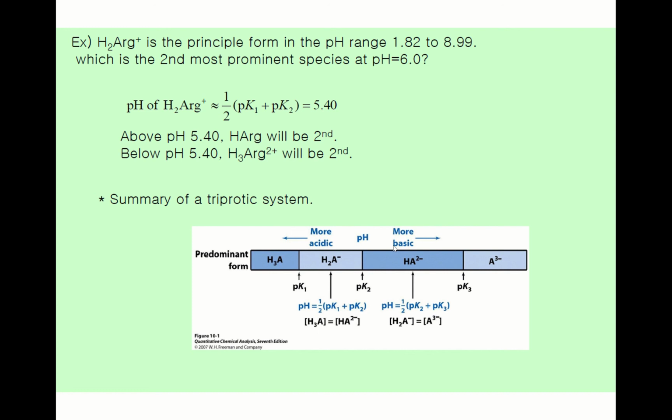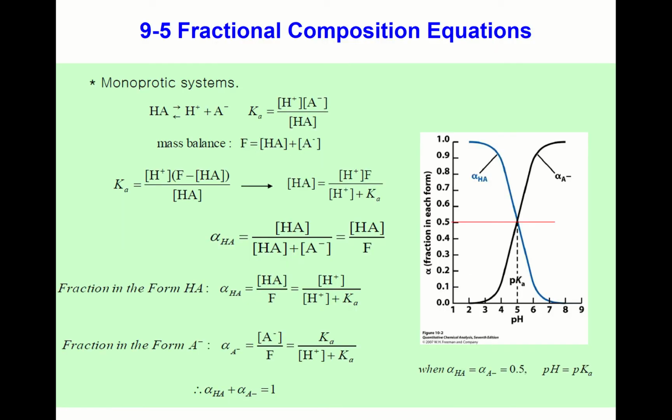So once you know the principle, you can easily identify which one is the most prominent, the major species, and then the second major and third major. It is very easy to identify. And now the topic is the fractional composition equation.